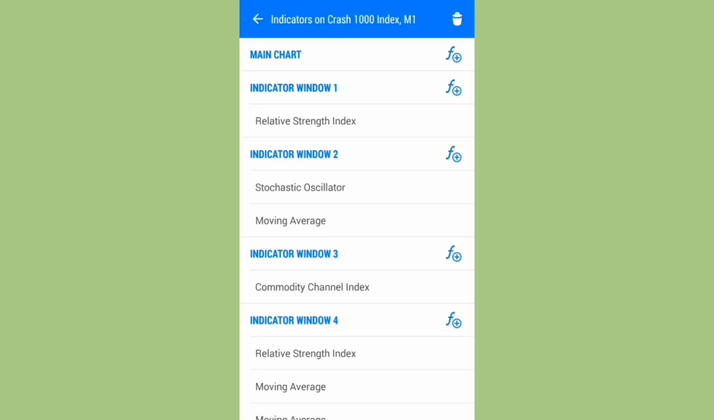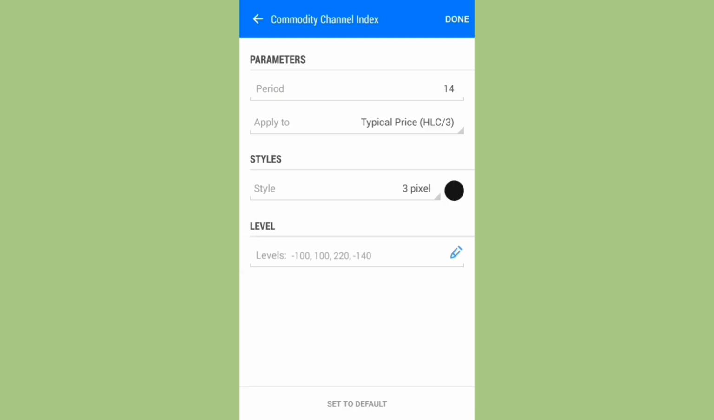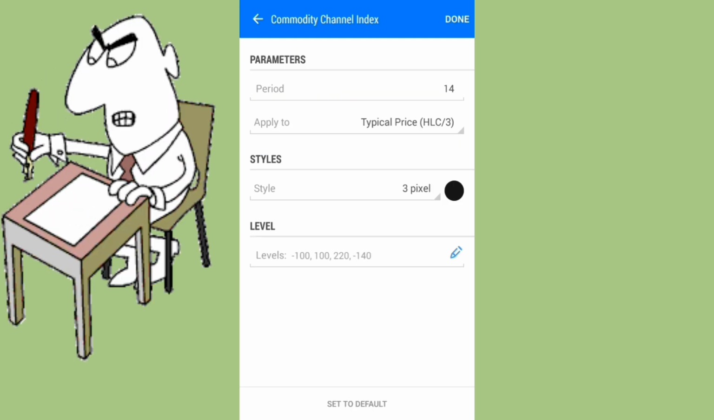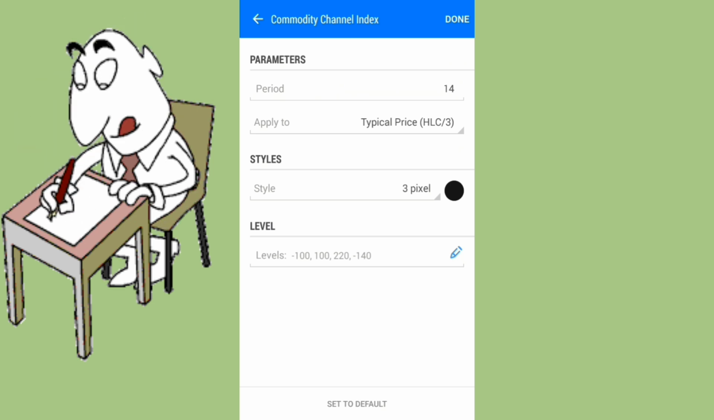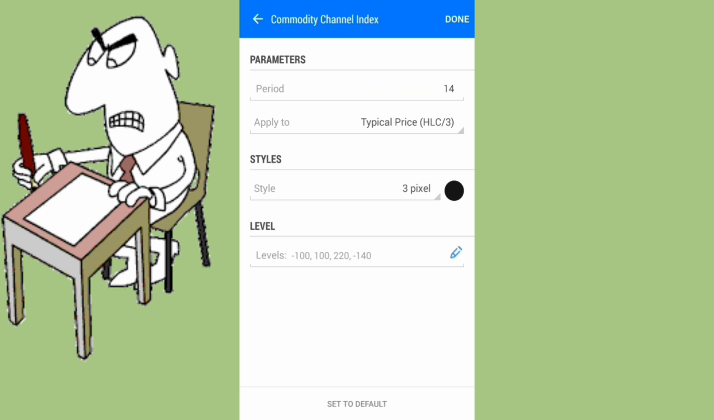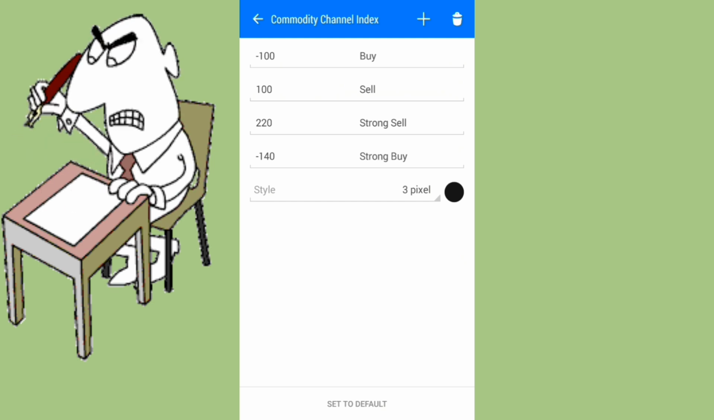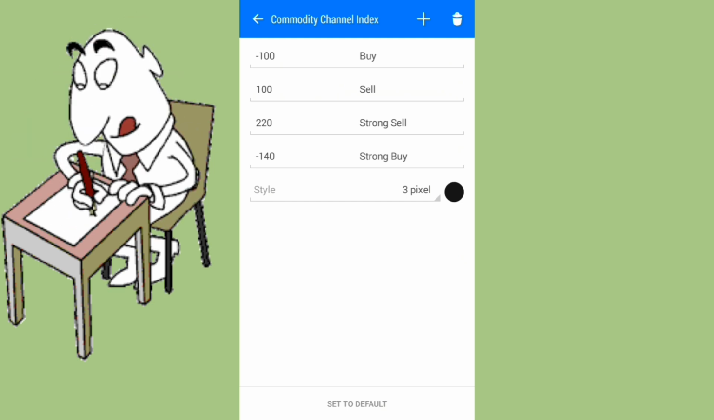To add another window, this time you click the F+ button on the main chart so that you can add commodity channel index with the following parameters: period 14, apply to typical price, style 3 pixel and the color is black. Levels are -100, which is a buy level, 100 a sell, 220 strong sell, and -140 a strong buy.